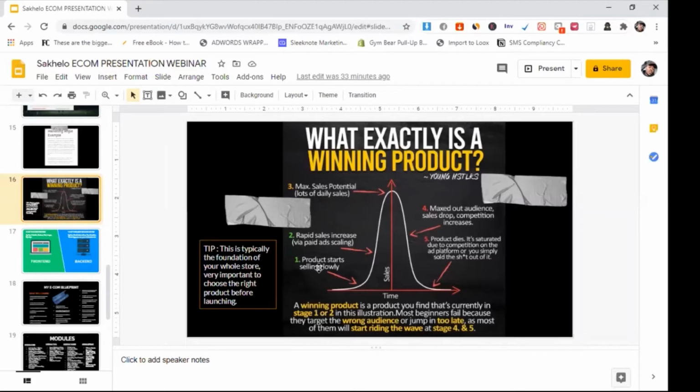Stage one is where the product slowly starts selling, and usually this is the stage where a lot of people haven't really identified the winning product, right? Then stage two is where the product starts getting 100, 200 orders a day, which you will be able to see on AliExpress, right? I'll show you something on AliExpress where you can see how many sales this product is getting a day. So there you can already see that this is a winning product because it's proven to sell.